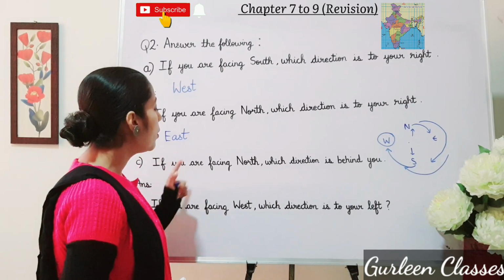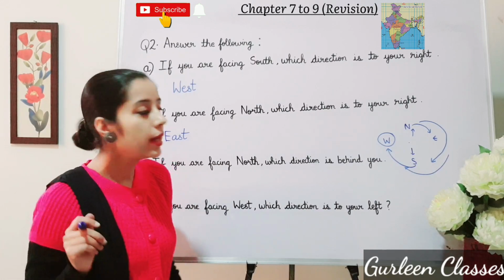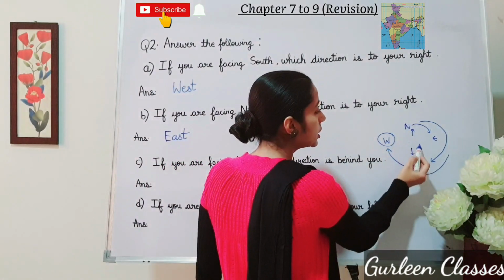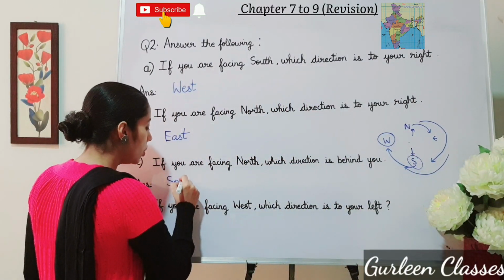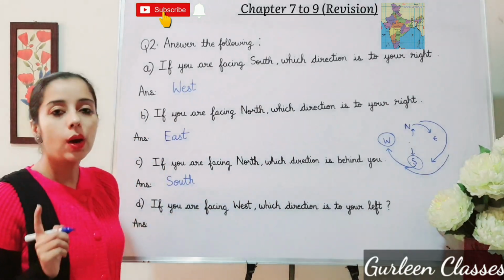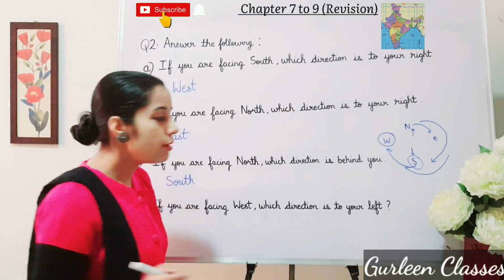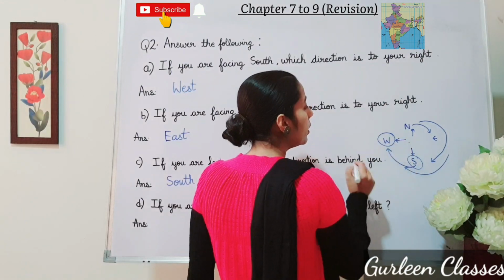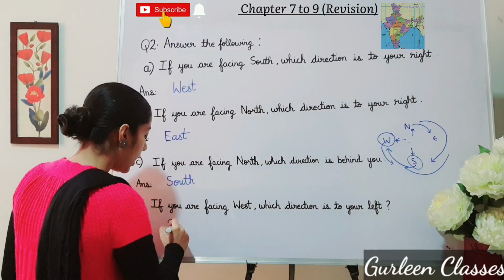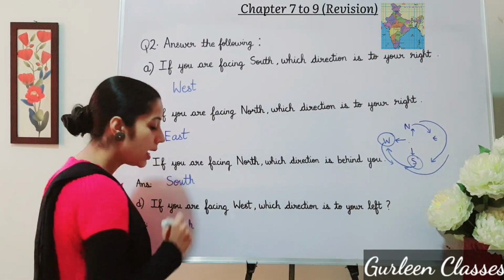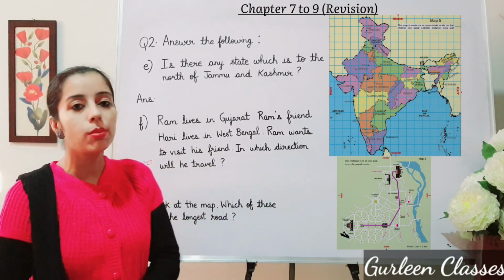Now C part: if you are facing north, which direction is behind you? Behind means piche. If you are facing north, which direction is towards your behind? It is south. So right here, S-O-U-T-H. Now D part: if you are facing west, which direction is to your left? If you are facing west, which direction is towards your left? It is south. So right here, S-O-U-T-H, south.